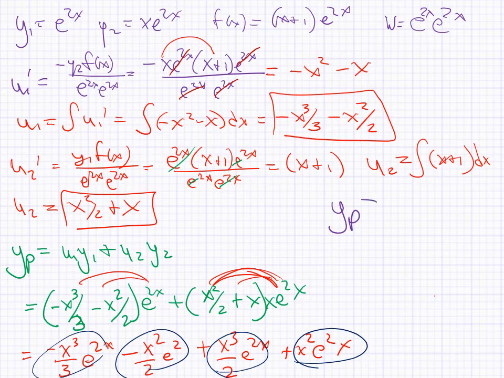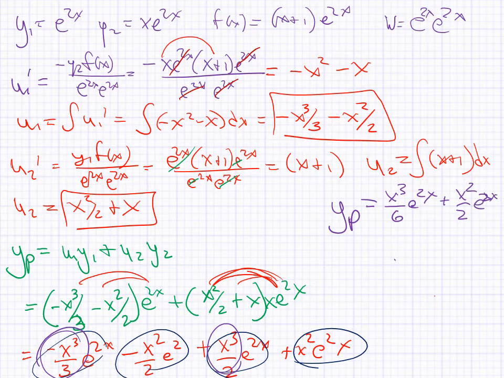And finally, what do we get? What does y sub p end up being? y sub p ends up being x cubed over 6 e to the 2x, and that's just this x cubed and this x cubed coming together, plus x squared over 2 e to the 2x, and again for the same reason, this x squared and this x squared giving you that. So now we got y sub p.